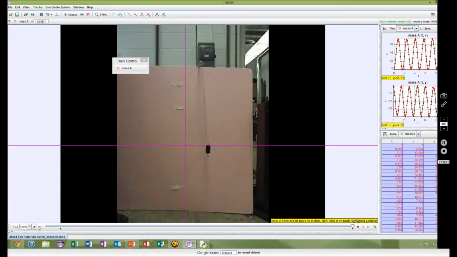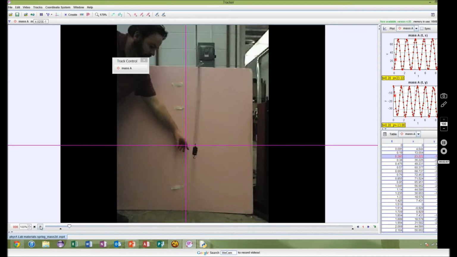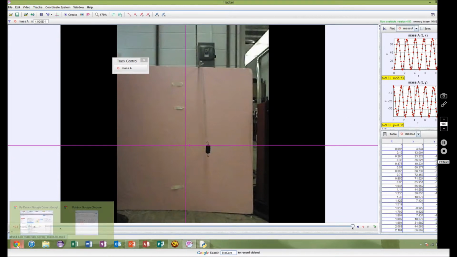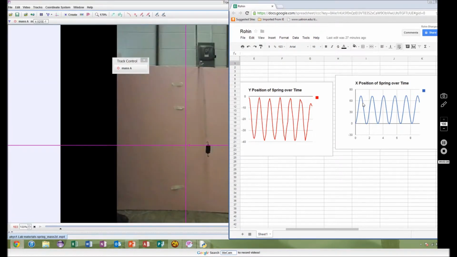Okay, so let's look at our Tracker video. If we play this video, we see that the mass moves in a circular pattern, but as we can see over here, it has a bit of an oscillating pattern on both the x position over time and the y position over time. And this is actually illustrated through our Google Docs made graphs. And as we can see, the y position has an oscillating curve as well as the x position.